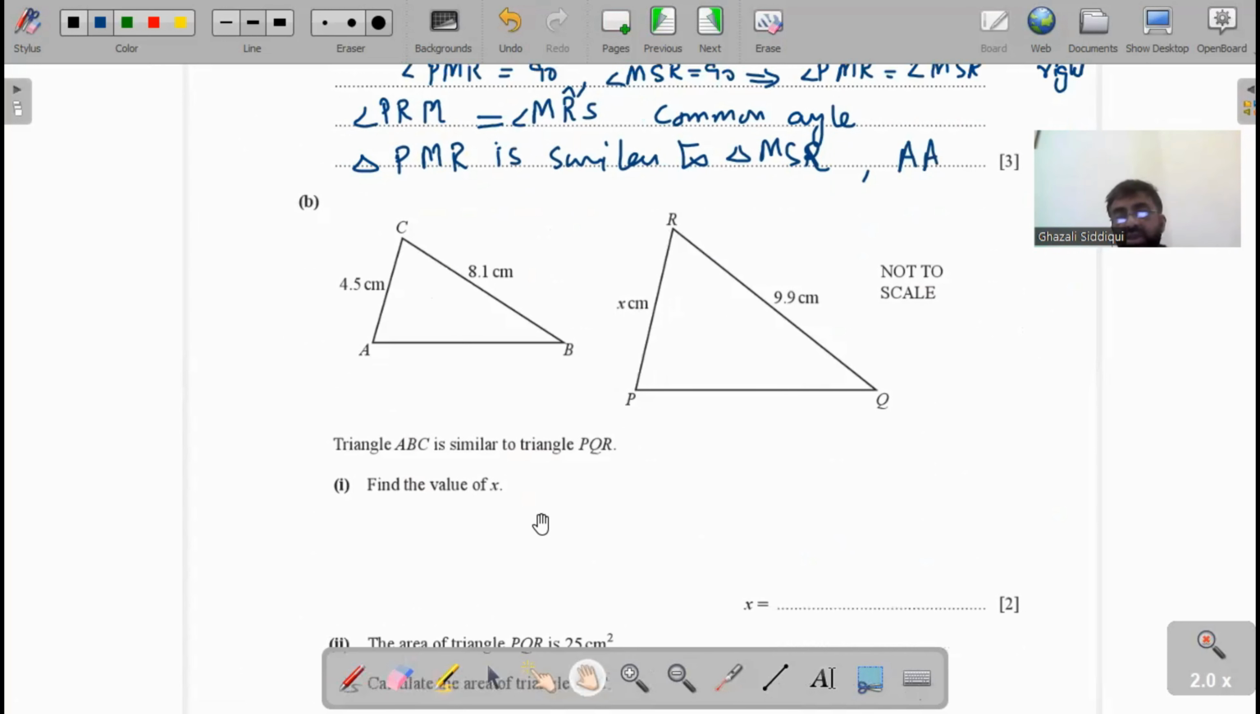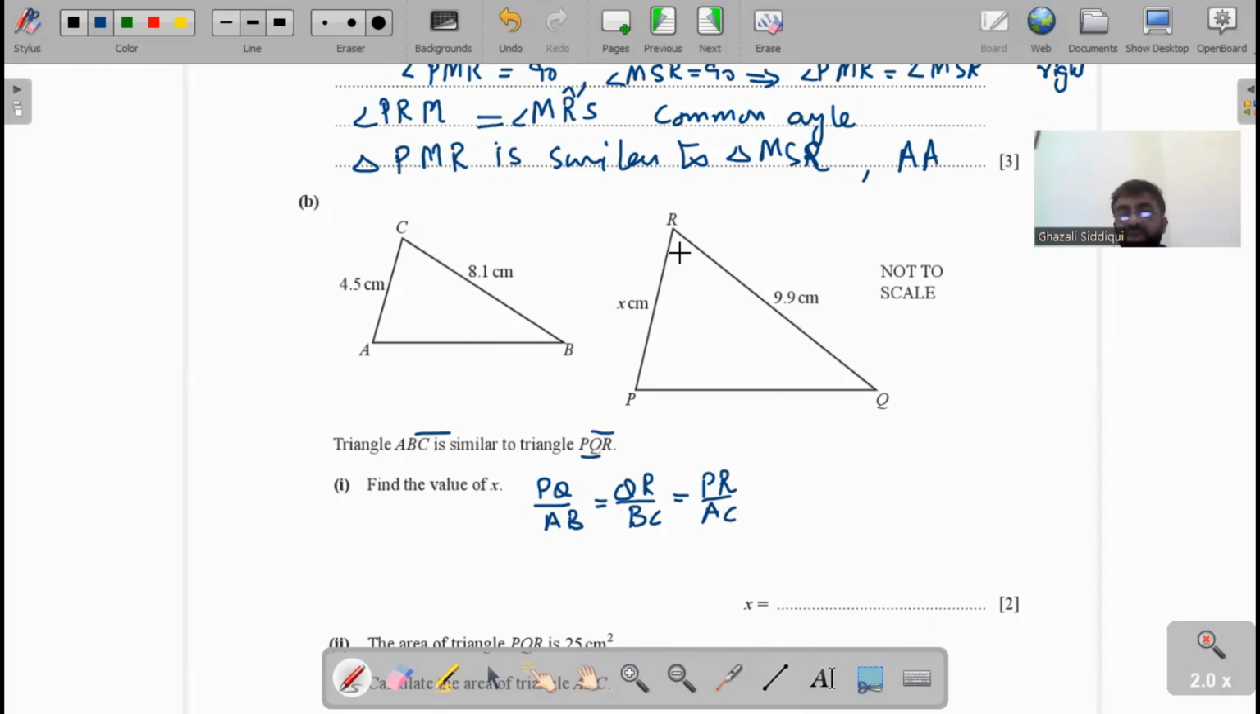Triangle ABC is similar to triangle PQR. Now for triangle PQR, we can write PQ over AB. Since the two triangles are similar, the corresponding ratio of the sides will be equal. Therefore, PQ over AB is equal to QR over BC, and third is PR over AC.